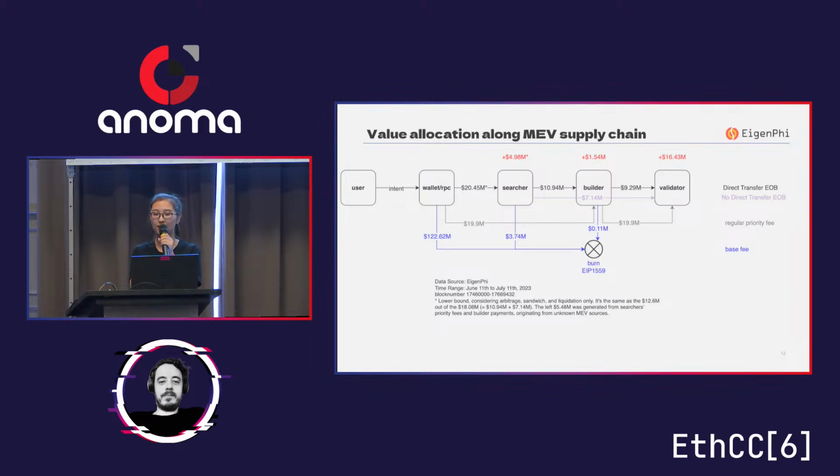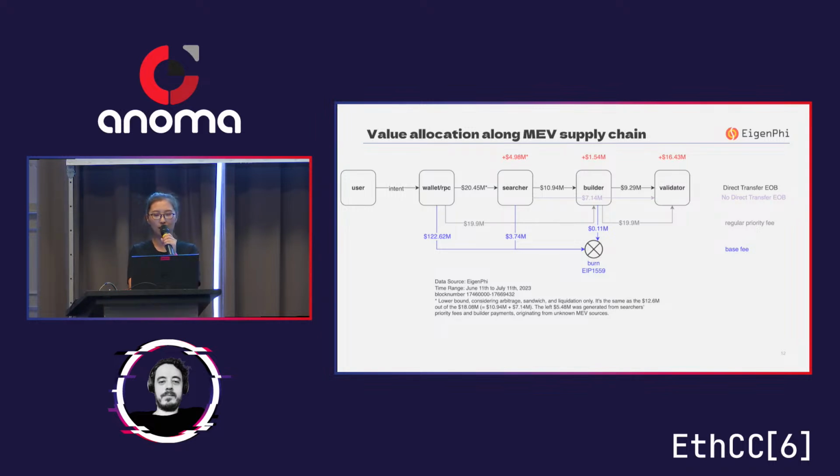So it is worth noticing that $7 million of the revenue from the searchers flows to the supply chain. But by the way, the builder and validator roles are not separated, which raises concerns about the current situation of PBS. Also, one thing that should be noticed is that validators are supposed to generate profit from regular transactions, but currently MEV rewards account for almost half of their income.